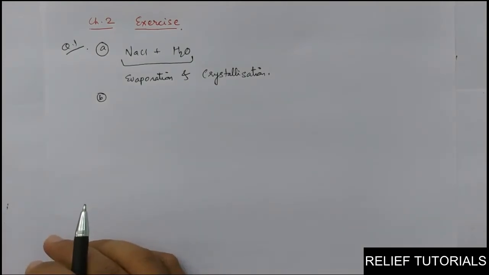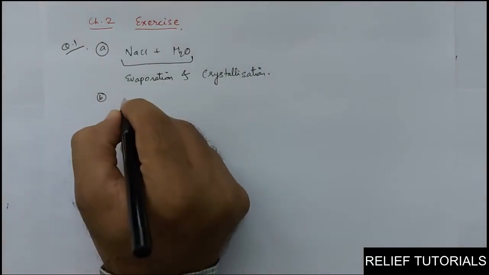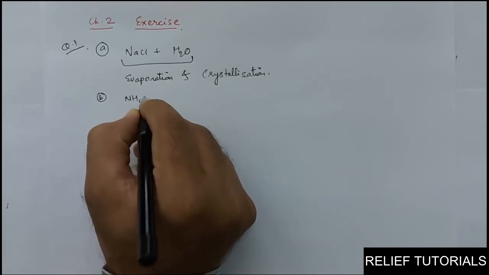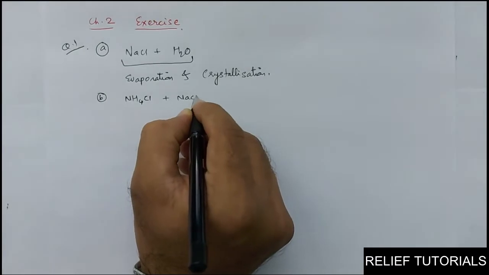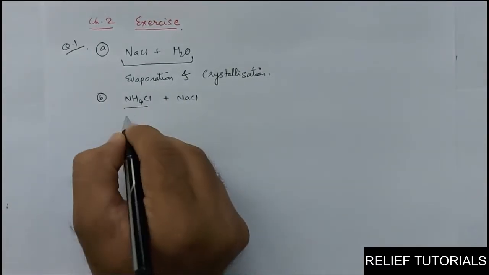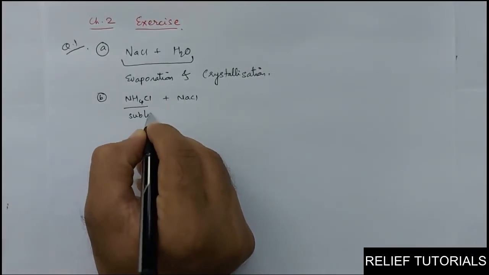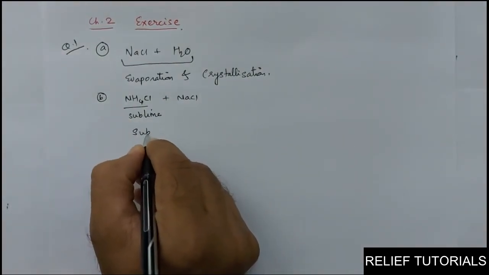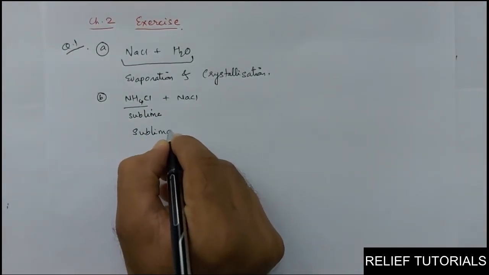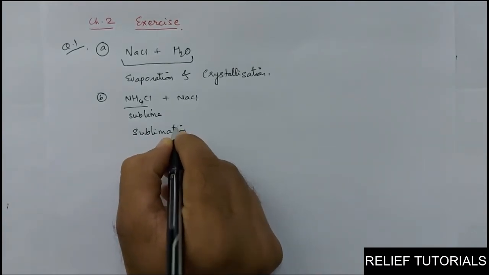Mixture B is given as ammonium chloride and sodium chloride. How can you separate ammonium chloride? The formula for ammonium chloride is NH4Cl, and NaCl. Ammonium chloride is one type of sublime, so the process which is used to separate it is the sublimation process.